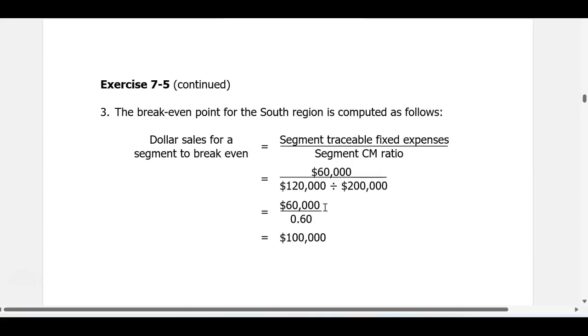What if South wants to make $25,000 target profit? Then how much do they have to sell? You say 60,000 plus 25,000 target profit, my formula, remember, divided by contribution margin ratio gives you the dollar amount. If you want to calculate contribution margin per unit, then you put contribution margin per unit here, and you get the break-even point in units. But if you use the ratio, then you get the dollars. Cool?